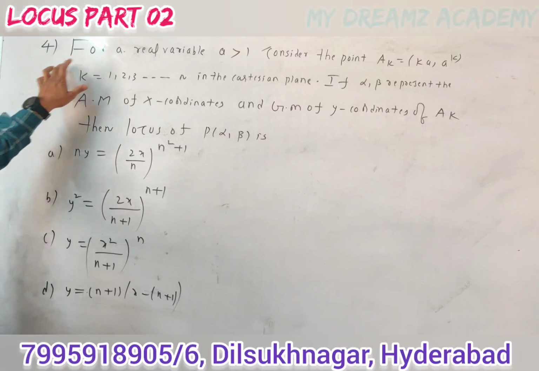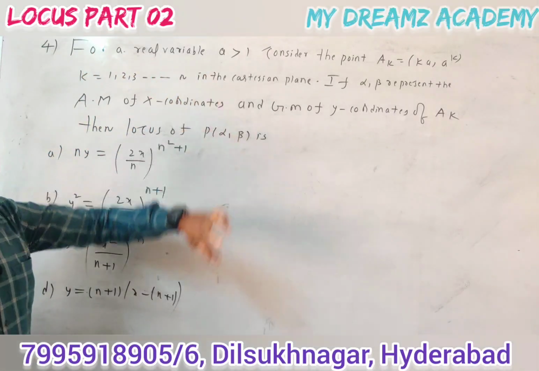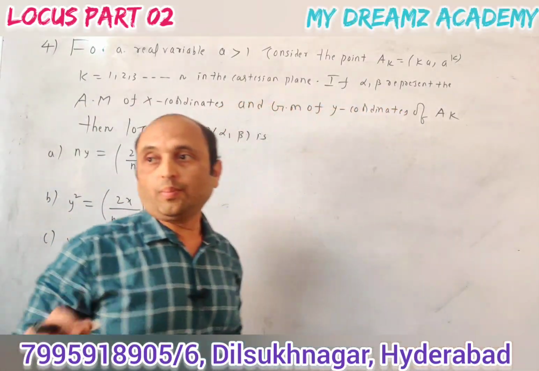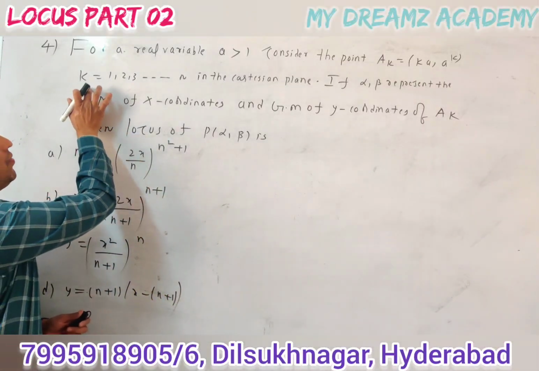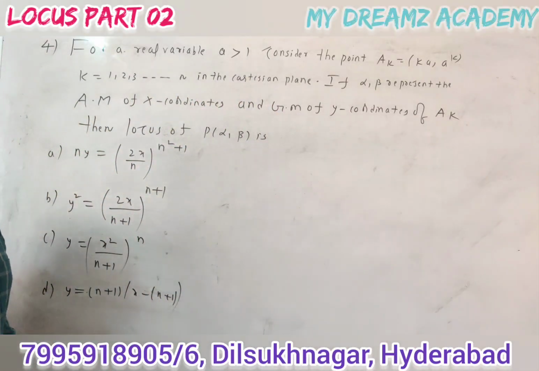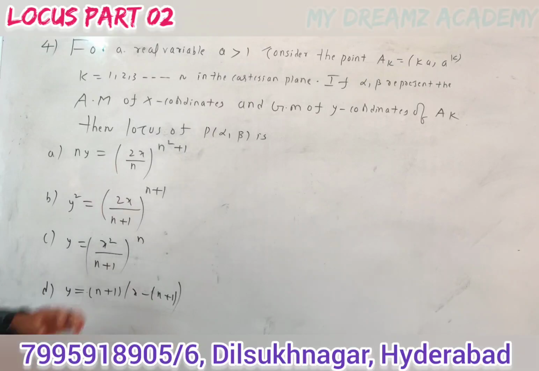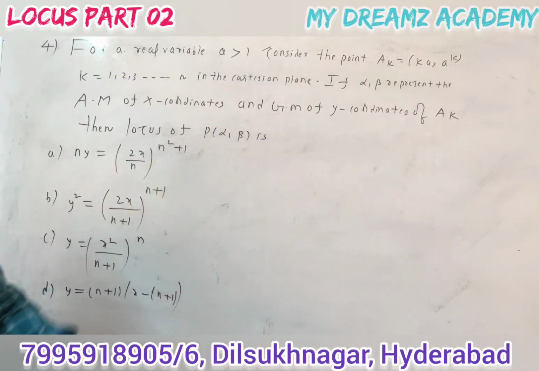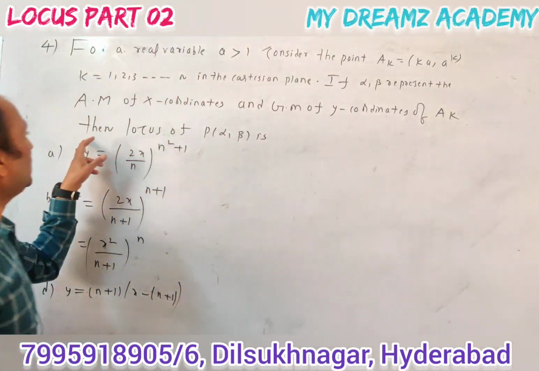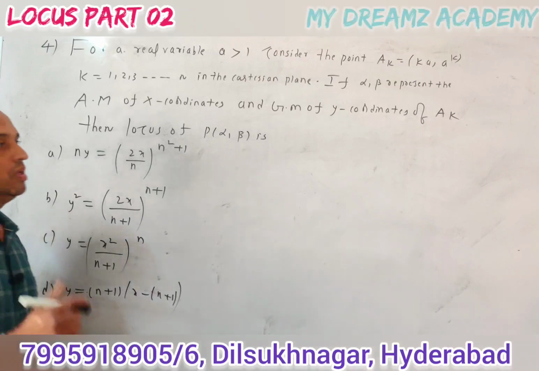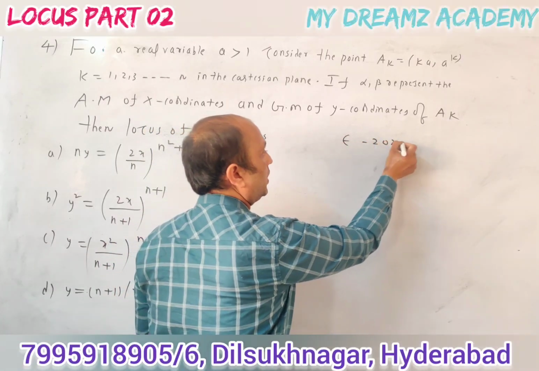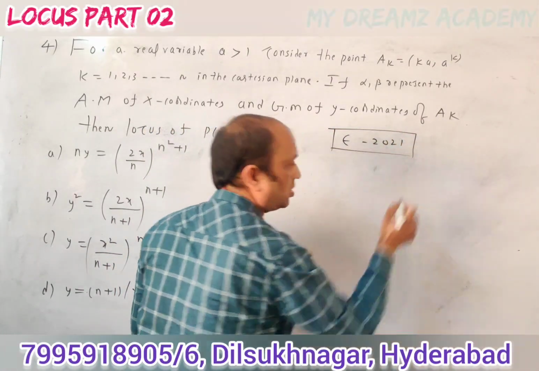Suppose for a real variable a greater than 1, consider the point A_k equal to (ka, a to the power of k), where k is equal to 1, 2, 3 up to n in the Cartesian plane. If (alpha, beta) represents the arithmetic mean of the x coordinates and the geometrical mean of the y coordinates of A_k, then the locus of P(alpha, beta). This one is also a recent question, an EAMCET 2021 question.